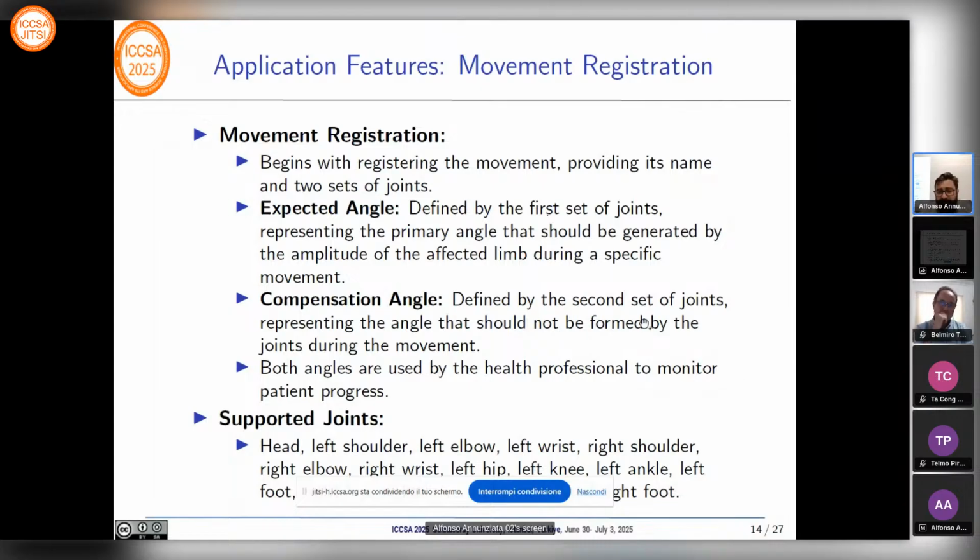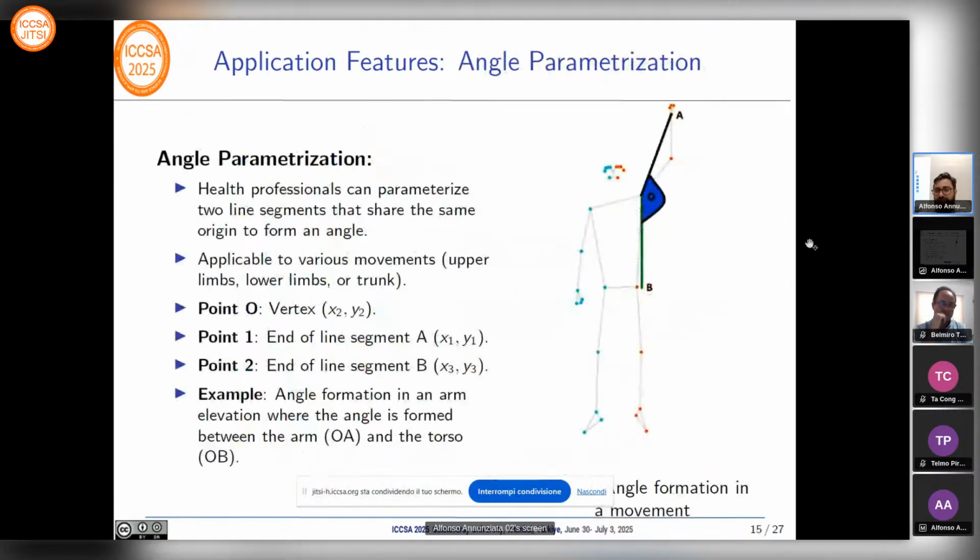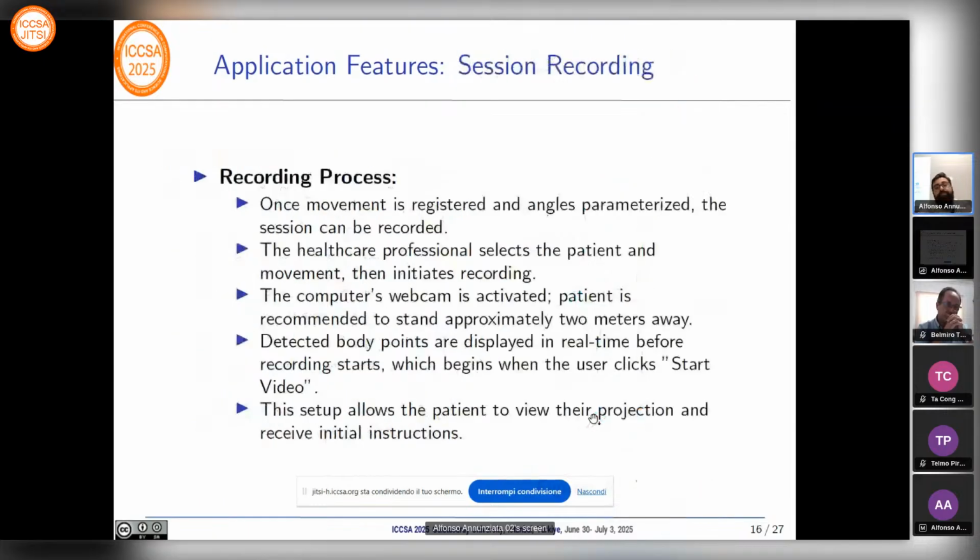Here we have the support and joints. You have a full body tracking. Here is the movement: we have the expected movement and the compensation here. This is the compensation, and this is how I select the vertex to start the movement.